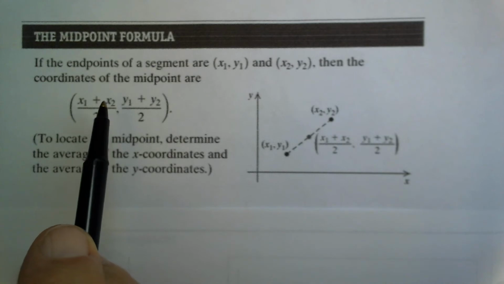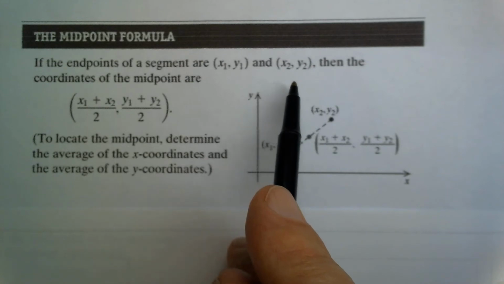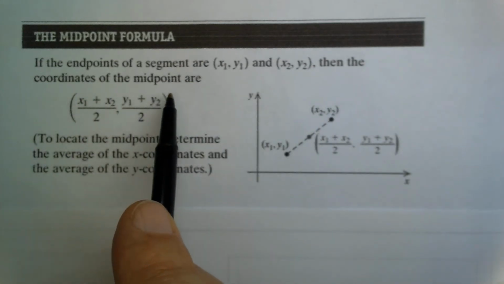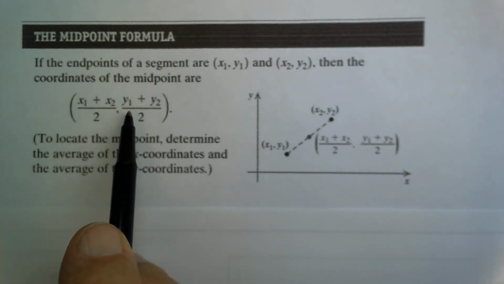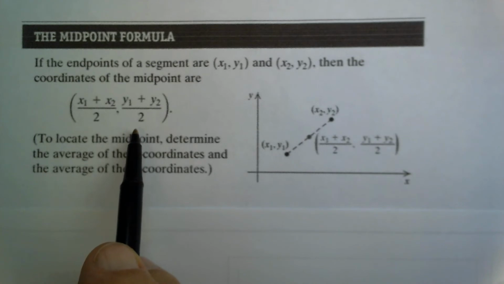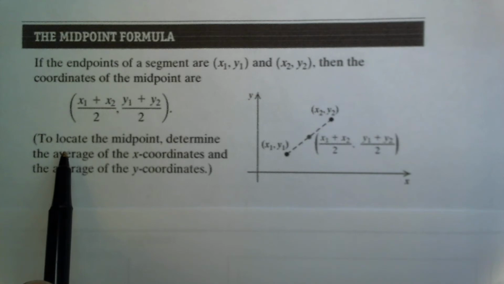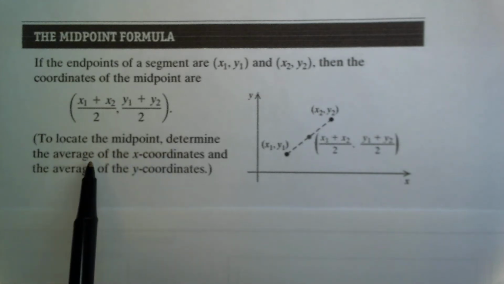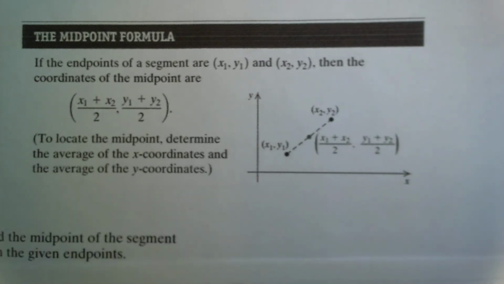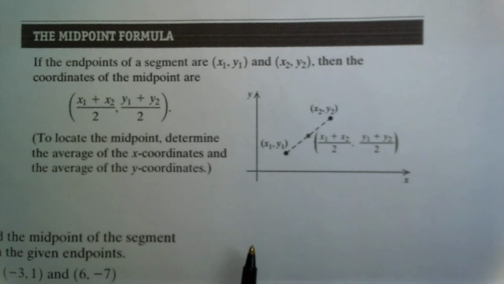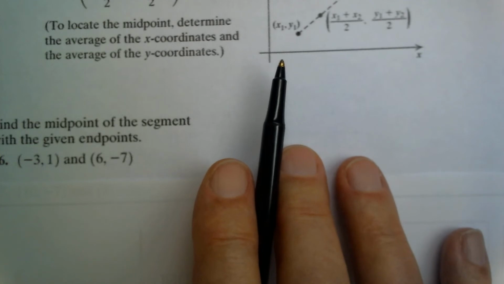Next, we have the midpoint formula. If the endpoints of a segment are x sub 1, y sub 1, and x sub 2, y sub 2, then the coordinates of the midpoint are x sub 1 plus x sub 2 divided by 2, and y sub 1 plus y sub 2 divided by 2. In other words, the midpoint is an ordered pair. Another way of saying it is that to locate the midpoint, determine the average of the x-coordinates and the average of the y-coordinates. So here's an example. Find the midpoint of the segment with the given endpoints.